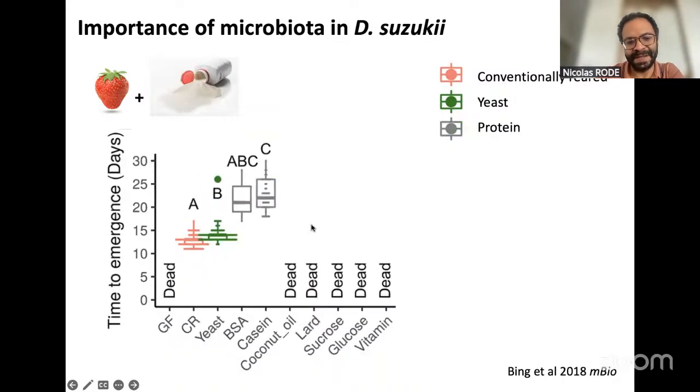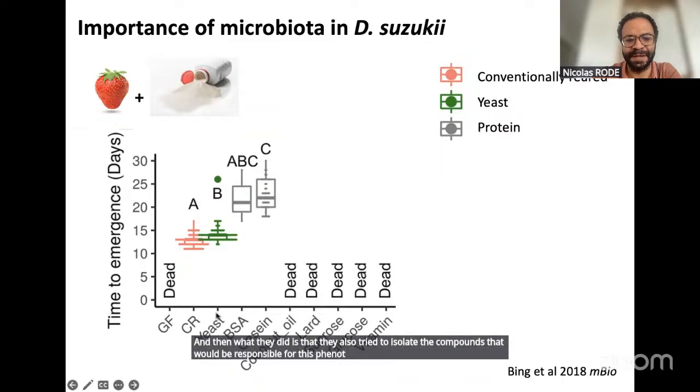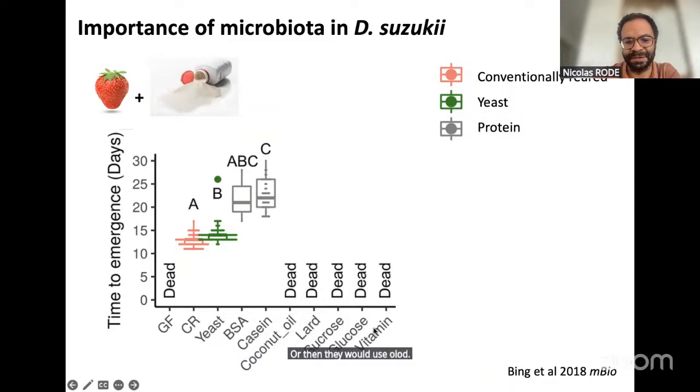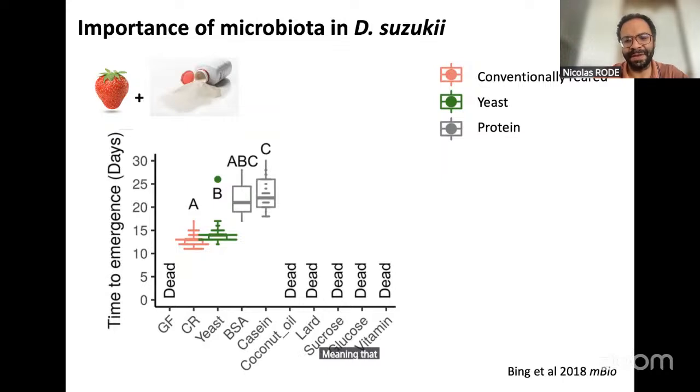And then they also tried to isolate the compounds that would be responsible for this phenotype. So they would either add yeast, BSA, which is a protein, casein, which is another type of protein from milk, or they would use oil, lard, sucrose, glucose, or vitamins. Basically, what they saw is a rescue of the phenotype when proteins were added. Yeast have a really high protein content, as do BSA and casein, meaning that the microbiota here is providing proteins to the larvae and helping them to grow.